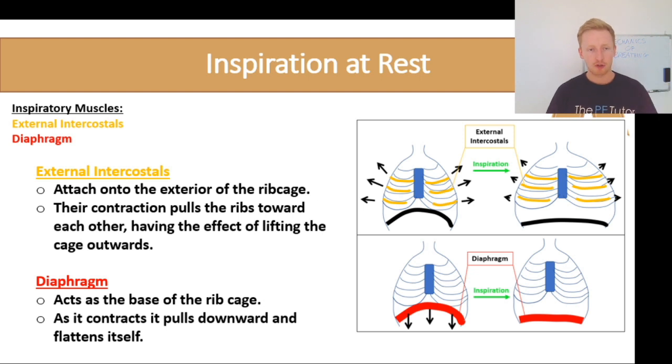The external intercostals, they attach to the outside. They pull, they contract and move the rib cage outwards. They lift it up, they create new space, while the diaphragm flattens. By moving downwards, it creates this new void, this new volume, which air can now fill.